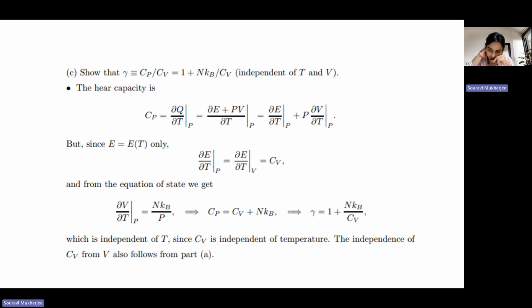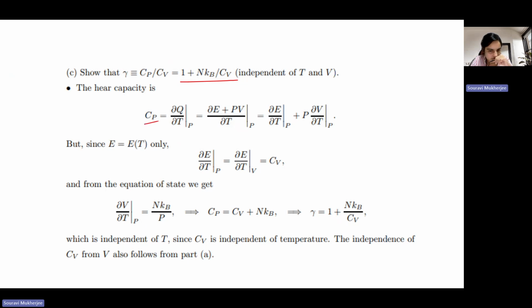So I would always urge you that whenever you're watching the video, please solve it. Try to solve along with me as you see the video. So gamma equal to Cp by Cv, which is given as this. This is what you have to show, right?